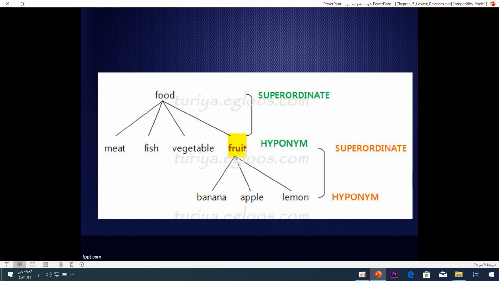But cucumber, carrots, these are hyponyms of the word vegetable, or the class vegetable. So here we have different classes. Actually, we don't want to complicate things, you just need to understand that a vocabulary word is included in another larger set or larger group.